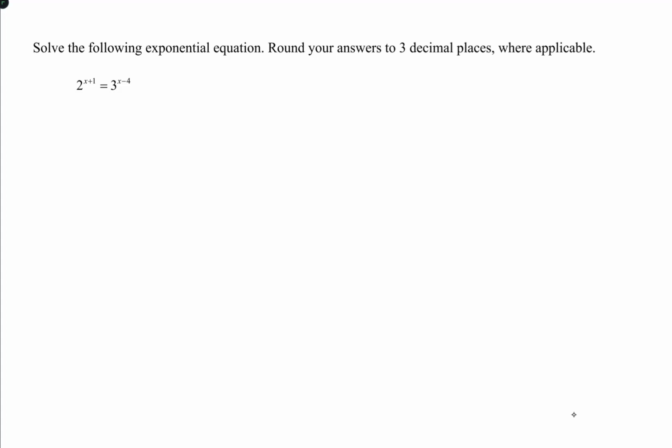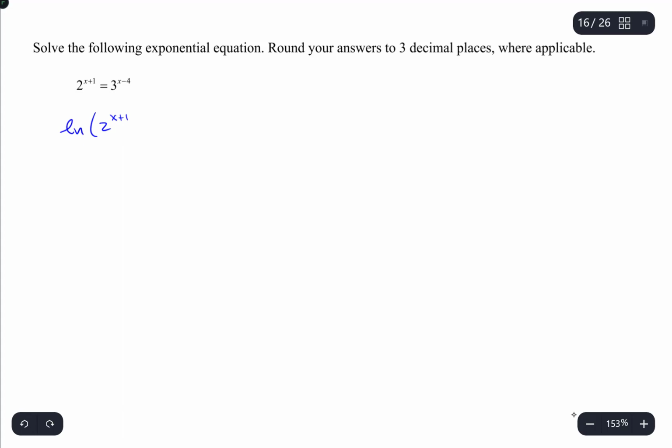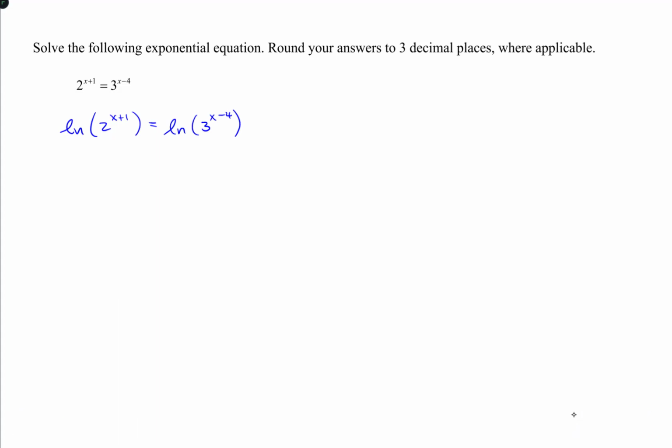Now, to change this into logarithmic form, in my opinion, the easiest way is to just take the natural log, or you can use a log of any base really, of both sides of the equation. And the idea is, as long as you do the same thing to both sides of the equation, that's well within your rights mathematically. So it's perfectly fine to take a logarithm of both sides.